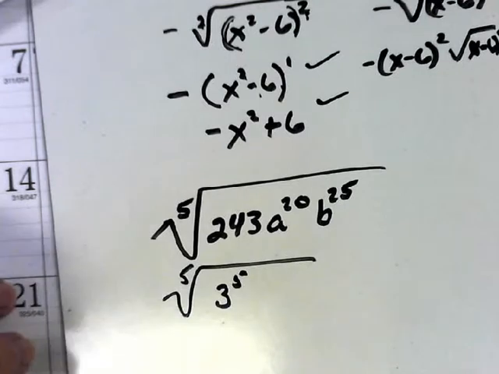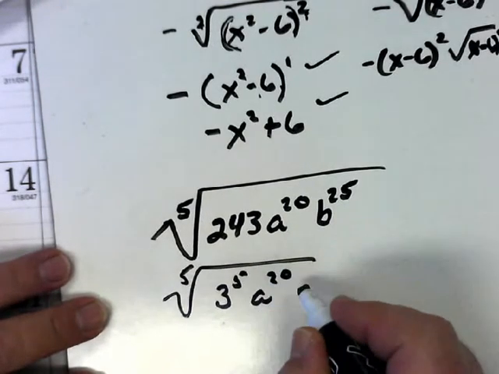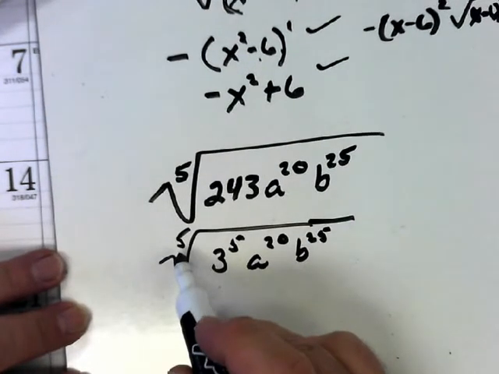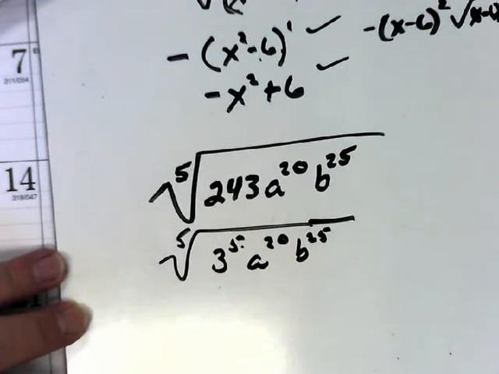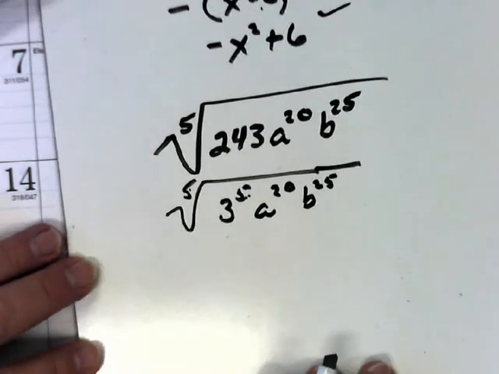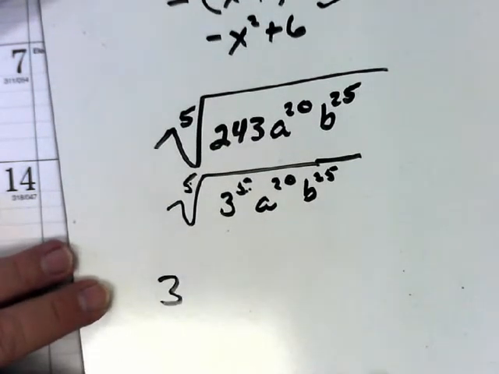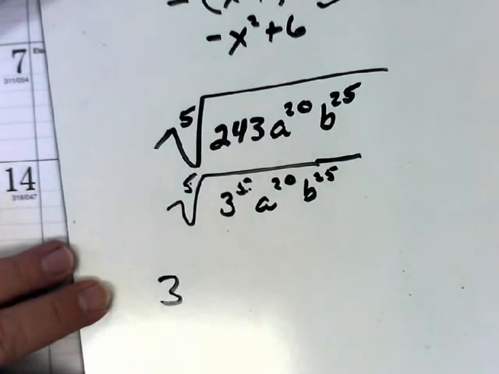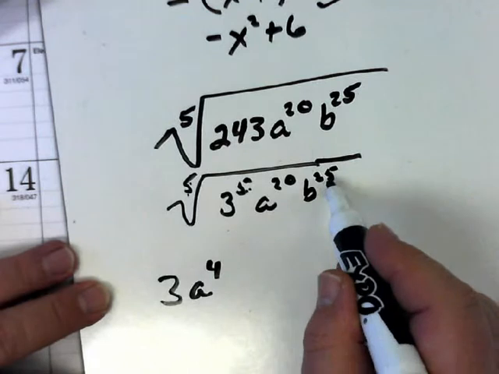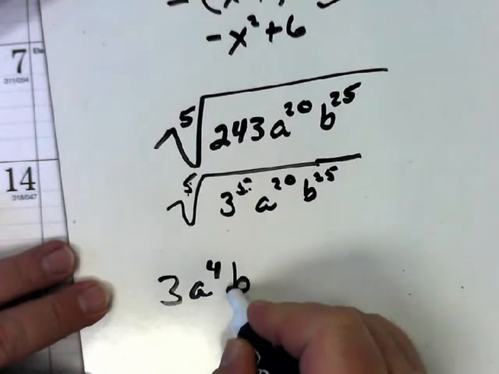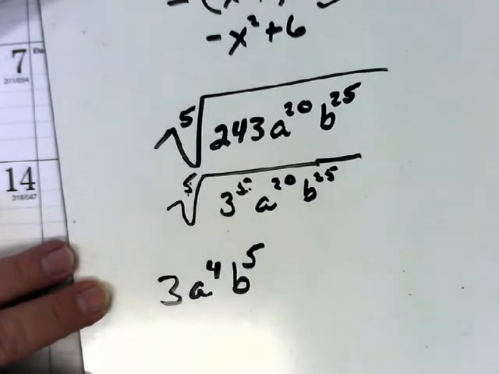Yes. A to the 20th, b to the 25th. Why break it down that way? Because now, isn't it easier to take this 5 into this 5? So 5 goes into this exponent of 5 how many times? So I have a 3 outside the radical. 5 goes into this a to the 20th how many times? So I'd have a to the 4th. 5 goes into this 25 how many times? 5. Did I have anything left over? No. That's simplified.